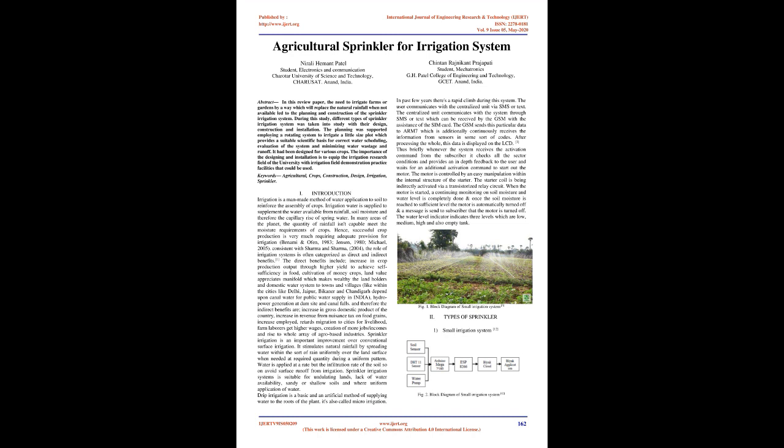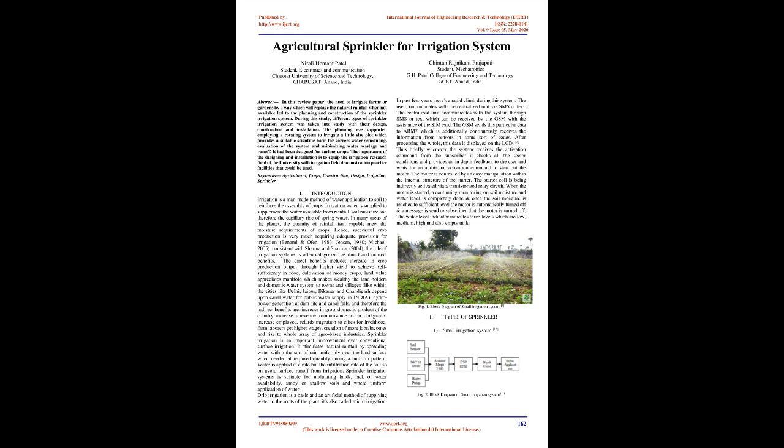And the indirect benefits are increase in gross domestic product of the country, increase in revenue from tax on food grains, increase in employment, retards migration to cities for livelihood, farm laborers get higher wages, creation of more jobs and incomes, and rise to a whole array of agro-based industries.